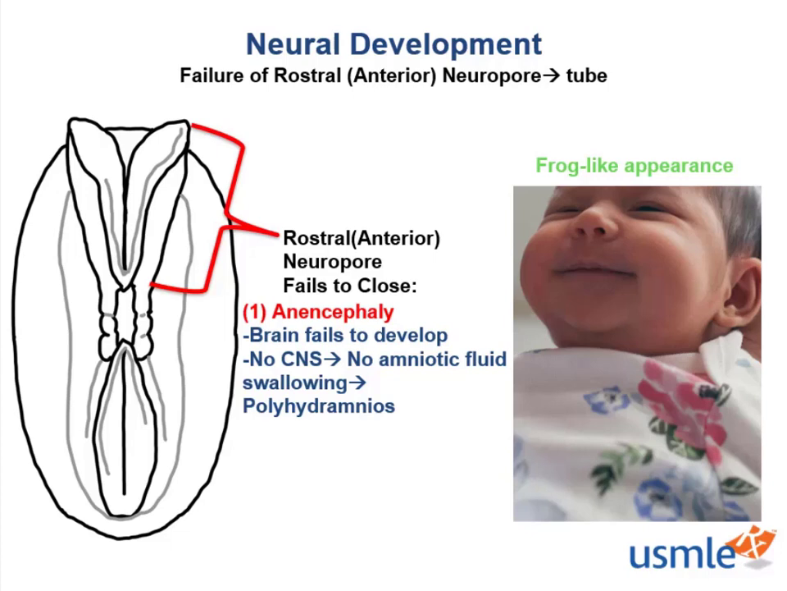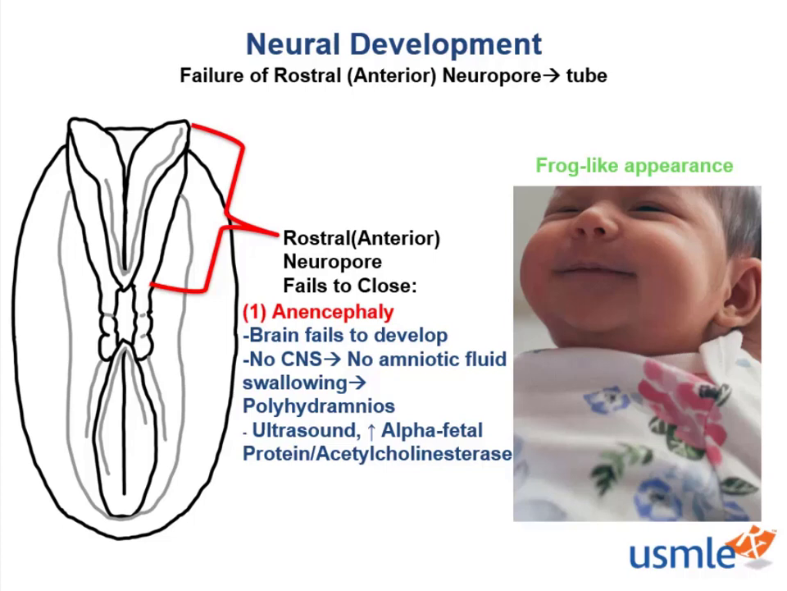As such, anencephaly can be detected on fetal ultrasound, as well as by testing the maternal serum for increased levels of alpha-fetoprotein. With failure of the neuropore to close, alpha-fetoprotein leaks out, crosses the placenta, and can be detected in the maternal serum. With neural tube defects, alpha-fetoprotein levels can be elevated.